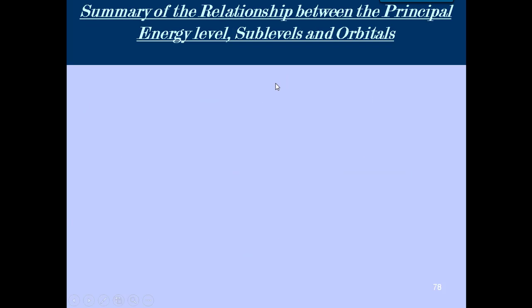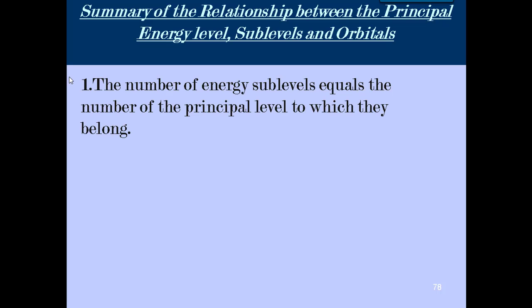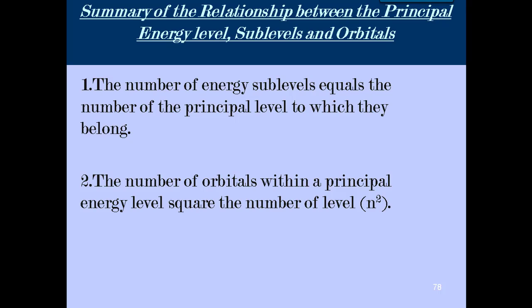After finishing the 4 quantum numbers, we have here a summary for what we have said in this lesson. Number 1, the number of energy sublevels is equal to the number of the principal level to which they belong. It means that if we are in energy level number 3, we have 3 sublevels. Number 2, the number of orbitals within a principal energy level equals the square of the level number. So if we are in the second energy level, 2 to the power 2, we have in this energy level 4 orbitals.